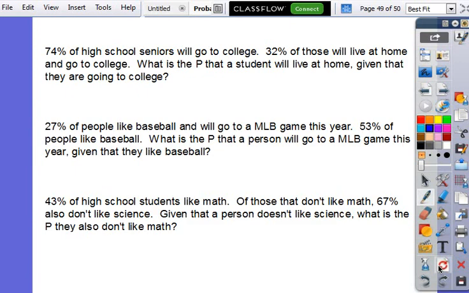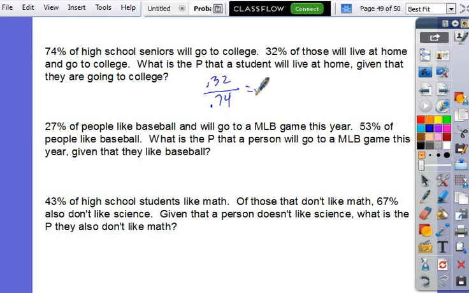All right, first one says 74% of high school seniors will go to college. 32% of those will live at home and go to college. What is the probability that a student will live at home given that they are going to college? So what is my condition? Going to college. What is that percentage? 74%. Now I can't put percentages in there, so I have to put the decimals. So 0.74 instead of 74. Of those 74 that are going to college, how many are going to live at home? It tells me 32%, so 0.32.